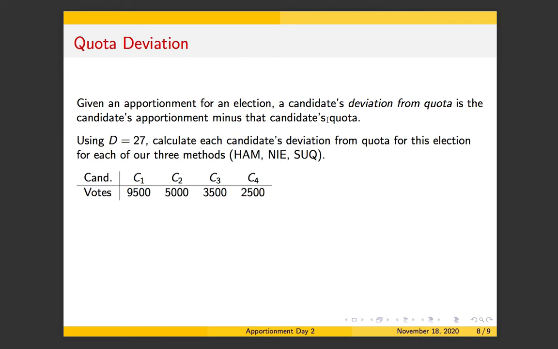Okay, so here's just an example. So here's D equals 27 delegates. Let's calculate each candidate's deviation from quota for this election for all 3 of our methods.